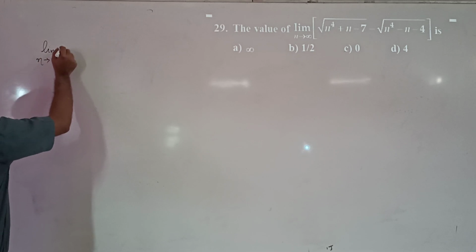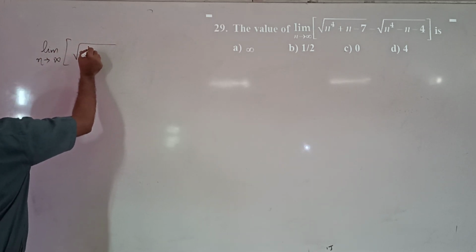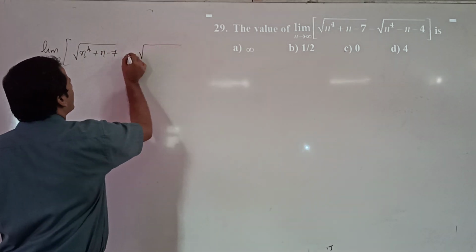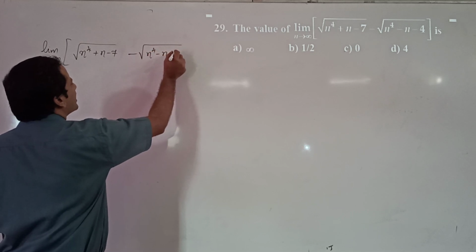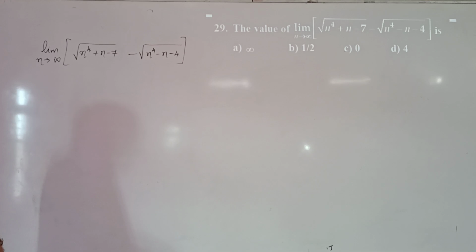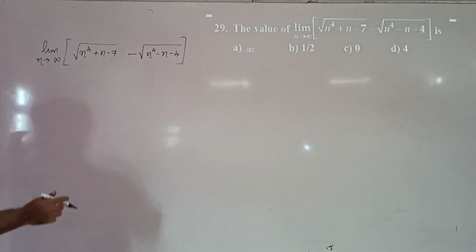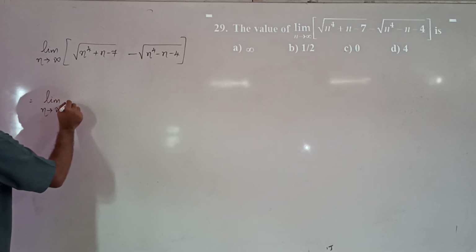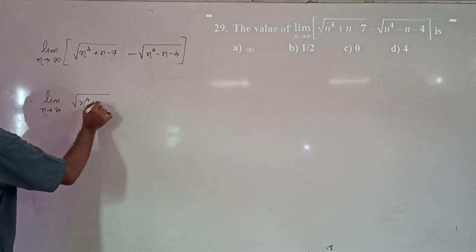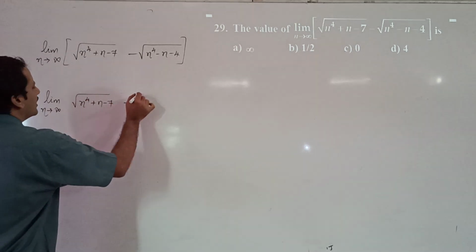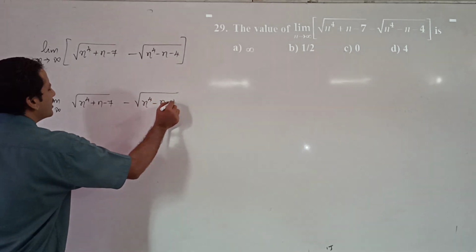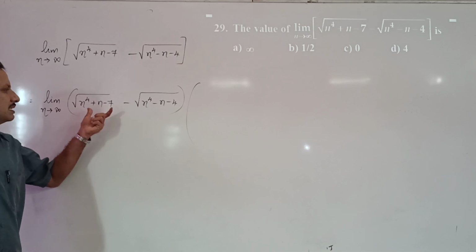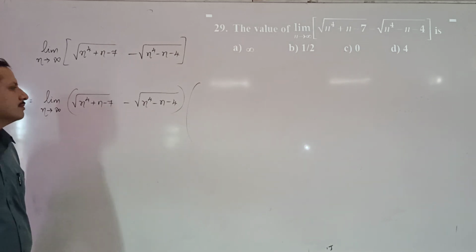Limit n tends to infinity of root of n power 4 plus n minus 7 minus root of n power 4 minus n minus 4. Okay, let us rationalize this also. This is equal to limit n tends to infinity root of n power 4 plus n minus 7 minus root of n power 4 minus n minus 4 into, I am multiplying and dividing by root of n power 4 plus n minus 7 plus root of n power 4 minus n minus 4.